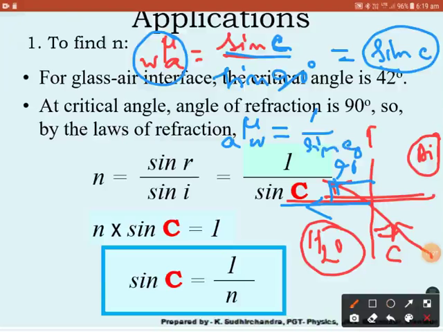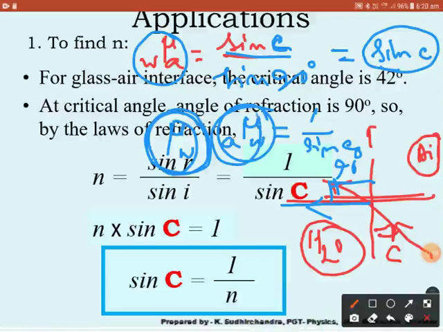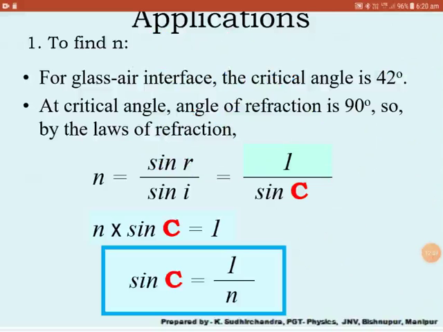But this refractive index of water with respect to air, with respect to air or vacuum, we can simply write as the refractive index of water. When I write it like this, that means it represents what? It is the absolute refractive index, as this is also with respect to air. Got it?